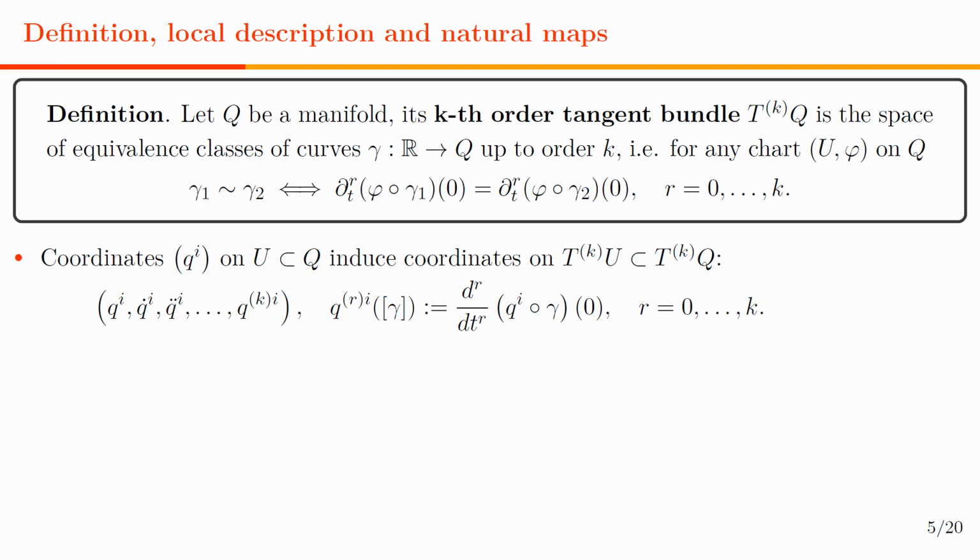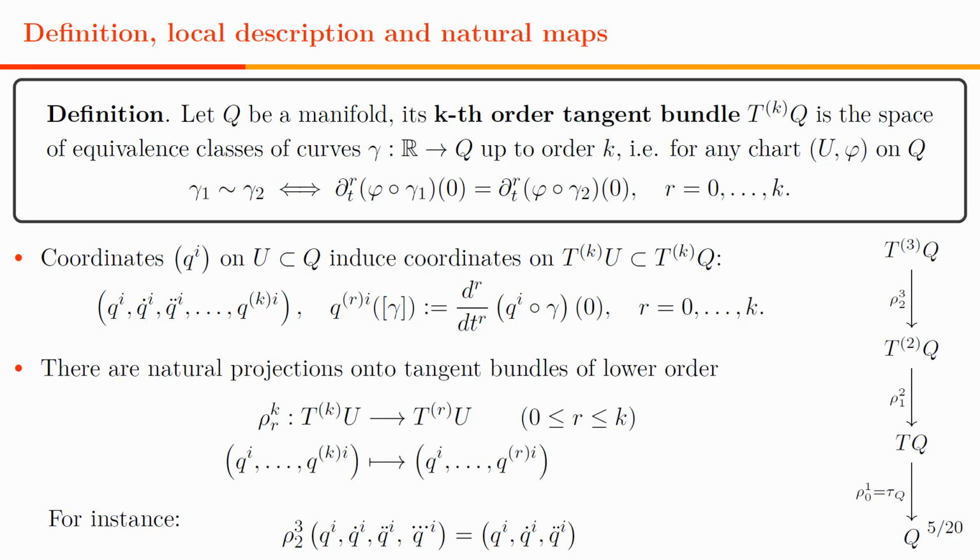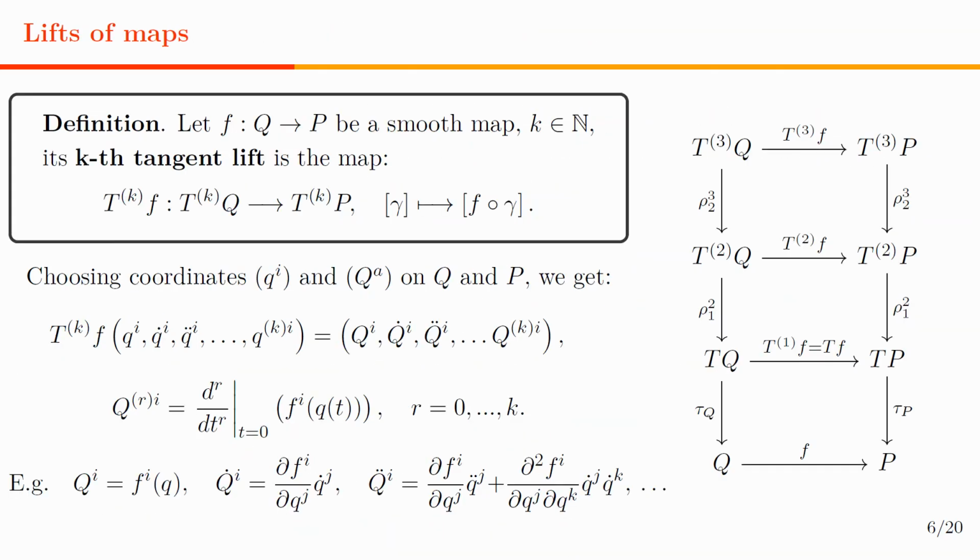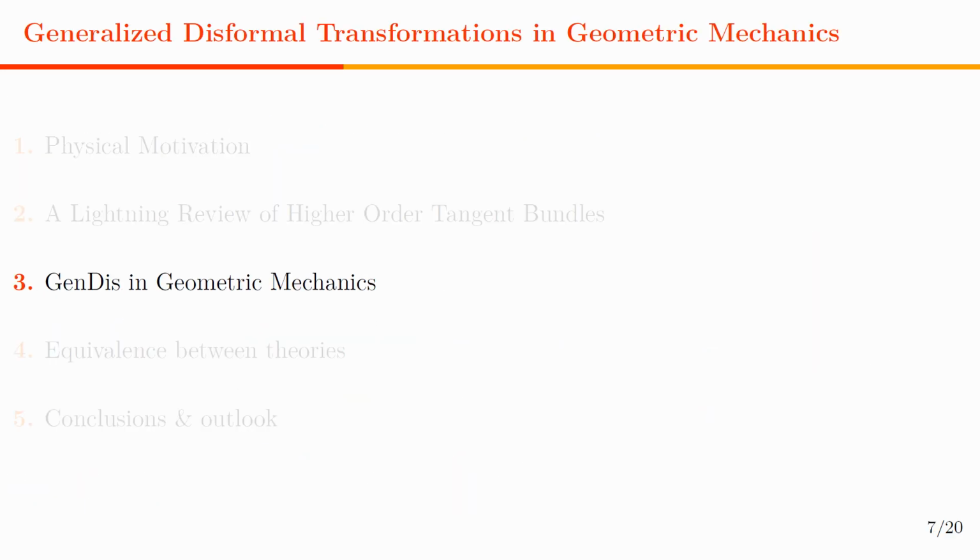And if one chooses coordinates on a manifold, we get adapted coordinates on the tangent bundle, which are just the derivatives up to order k of the coordinates, and we have natural projections of the higher order tangent bundles onto the lower order ones, which are just given by deleting the extra derivatives if one looks in coordinates. Now, given a map of smooth manifolds, we can lift it to a map of higher order tangent bundles, and the expression in coordinates of this map is just given by the total time derivative of the function with respect to the coordinates we have chosen.